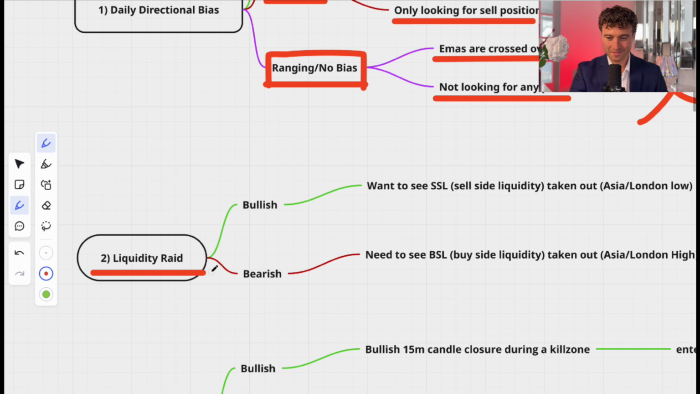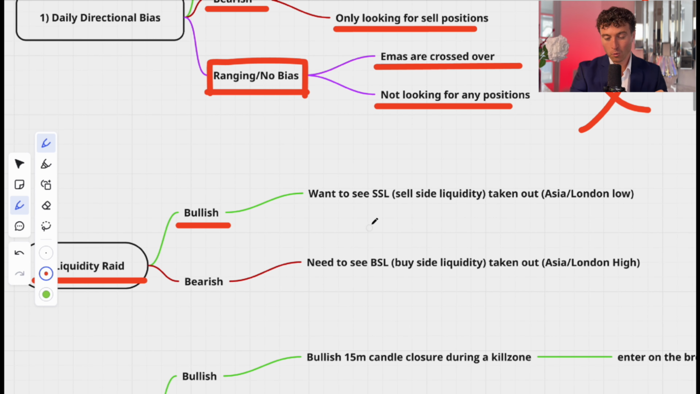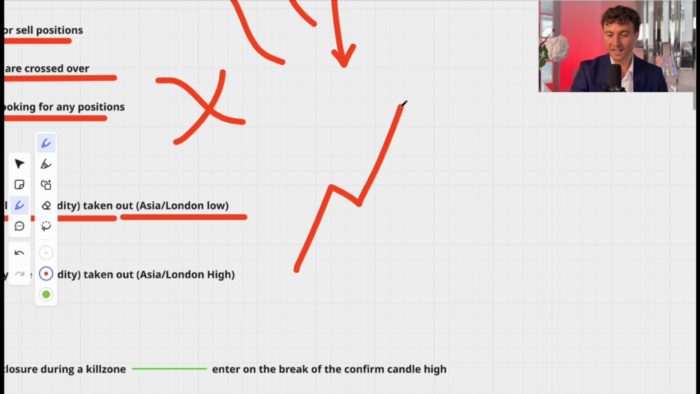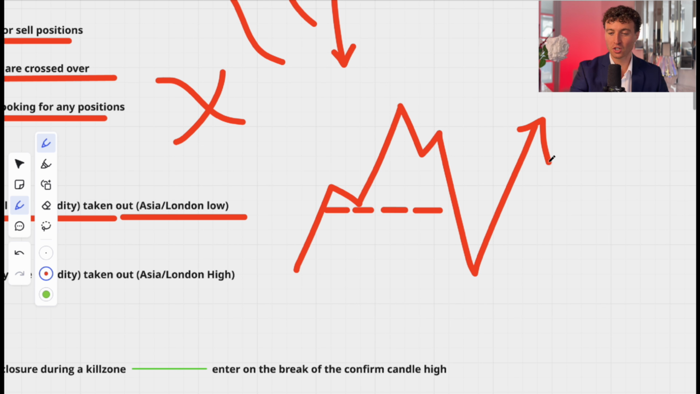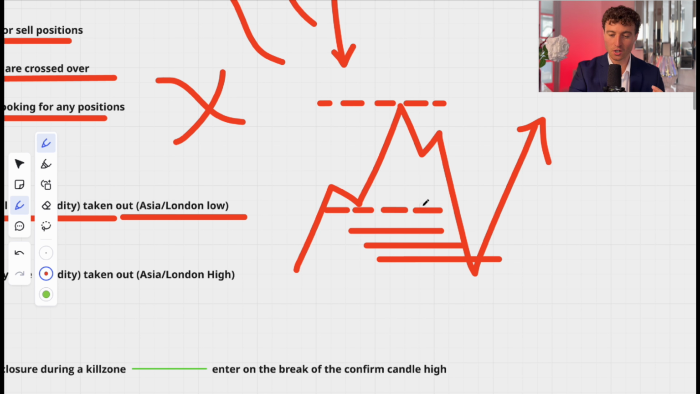Step 2, liquidity raid. Let's say that we're bullish in the market. Then we want to see sell-side liquidity taken out, and this would be the Asia or London session low. So let's say we're bullish, we have a long daily directional bias, and let's say that this is the Asia or London session low right here. Then we need to see a raid of sell-side liquidity before we can look for a potential buy position in the market, because we need to see sellers be trapped in this market. We understand that a lot of dumb money will be executing during this range right here. And smart money is looking at buying these sell stops below this sell side liquidity once we've stopped out lots of traders in the market.